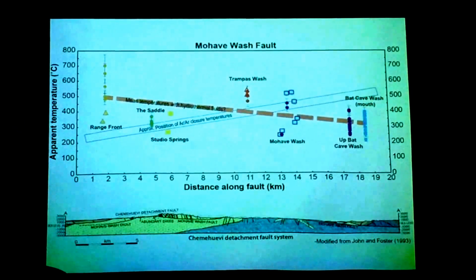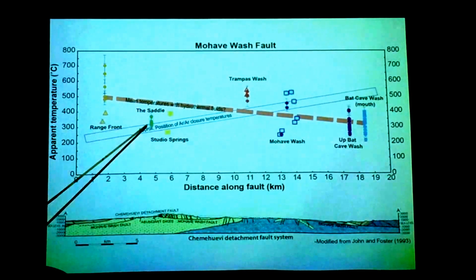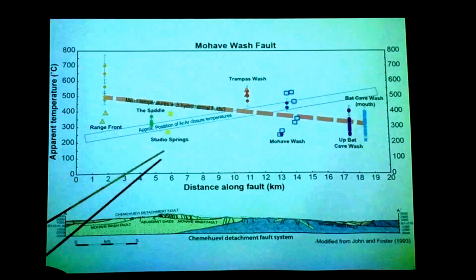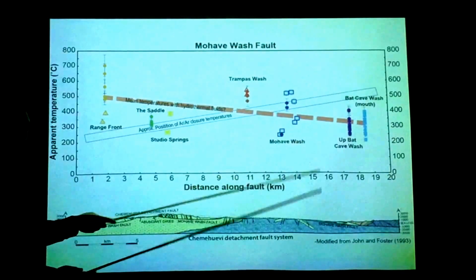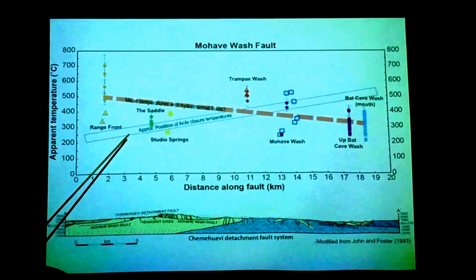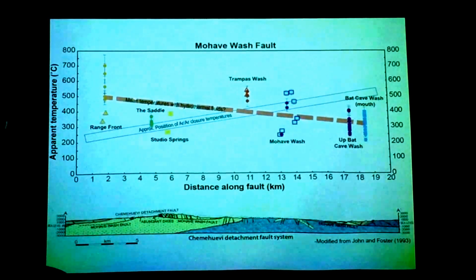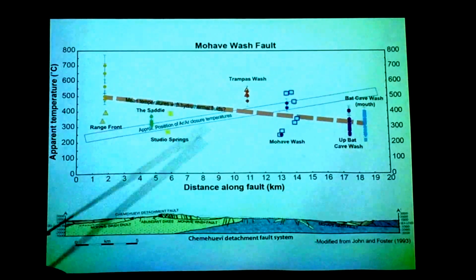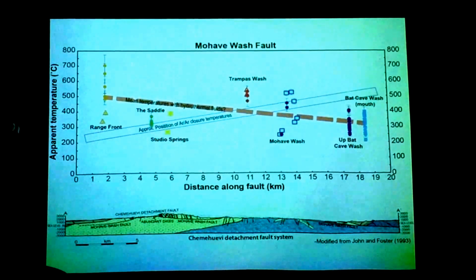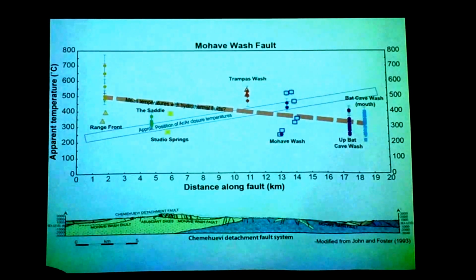So when the data is shown with distance along the fault, we have relatively shallow areas of the saddle and range front sampling sites, and relatively deep areas of the Back Cave Wash and Mojave Wash sampling sites. The blue bar here represents the ambient footwall temperature found by John Foster, and the red dash bar represents the mean calculated temperature at a given sample site. You can see that these do not match up well.